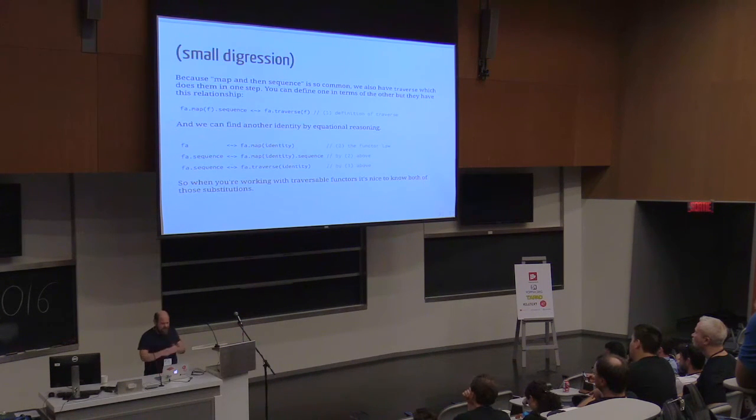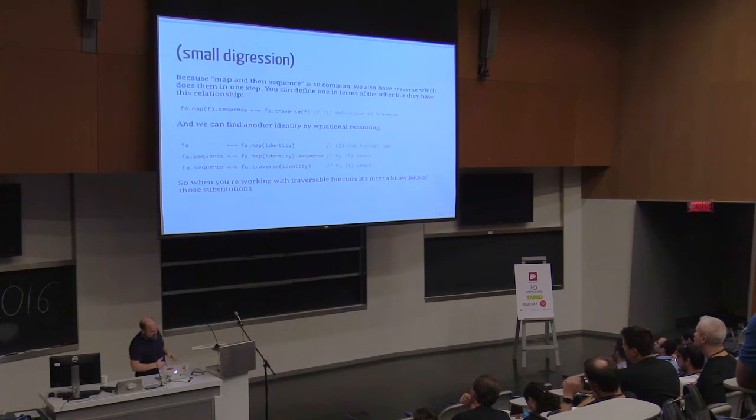So the functor law tells us that fa and fa map identity are the same thing. You can take any functor and replace it with whatever it is, map identity, and it won't change the behavior of your program. Therefore, fa.sequence is the same thing as fa map identity.sequence. But fa map identity.sequence is fa traverse identity, right? So just by pushing these formulas around, we get the identity that fa.sequence is the same as traverse identity.